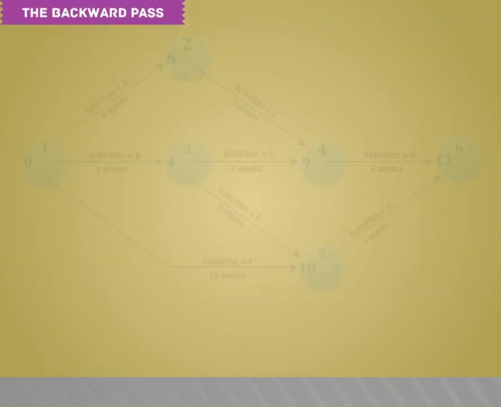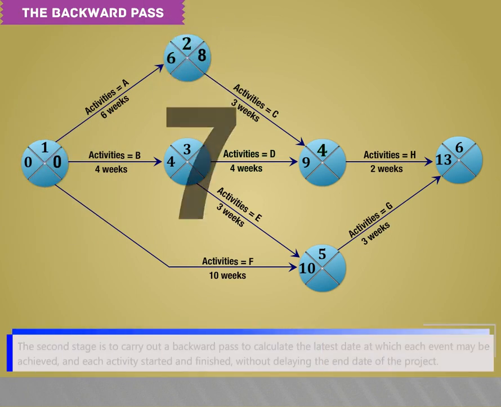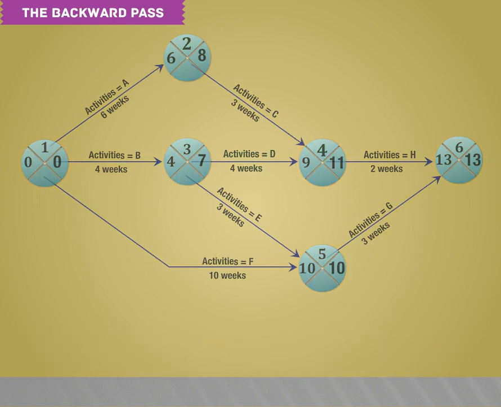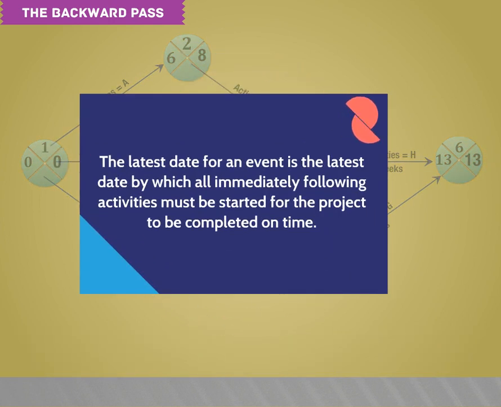The backward pass. The second stage is to carry out a backward pass to calculate the latest date at which each event may be achieved and each activity started and finished without delaying the end date of the project. The latest date for an event is the latest date by which all immediate following activities must be started for the project to be completed on time.